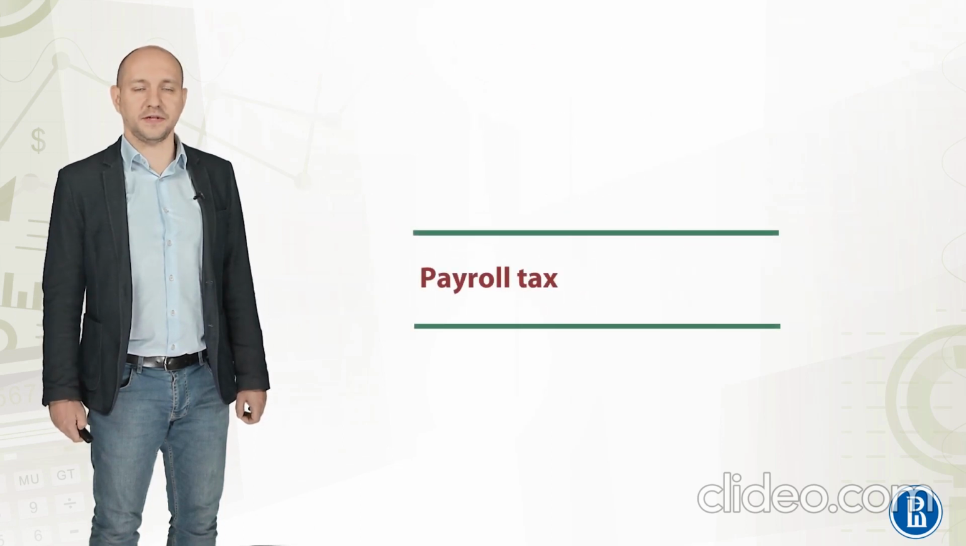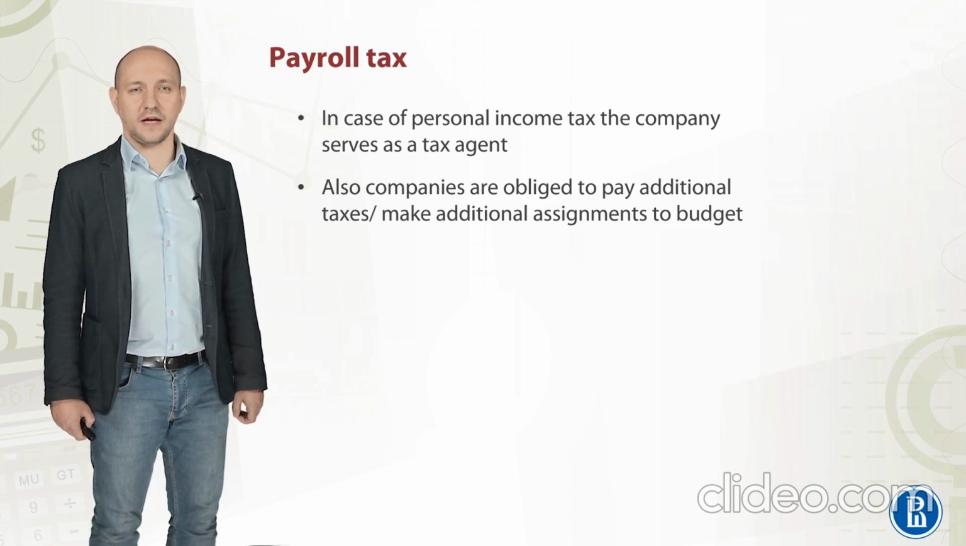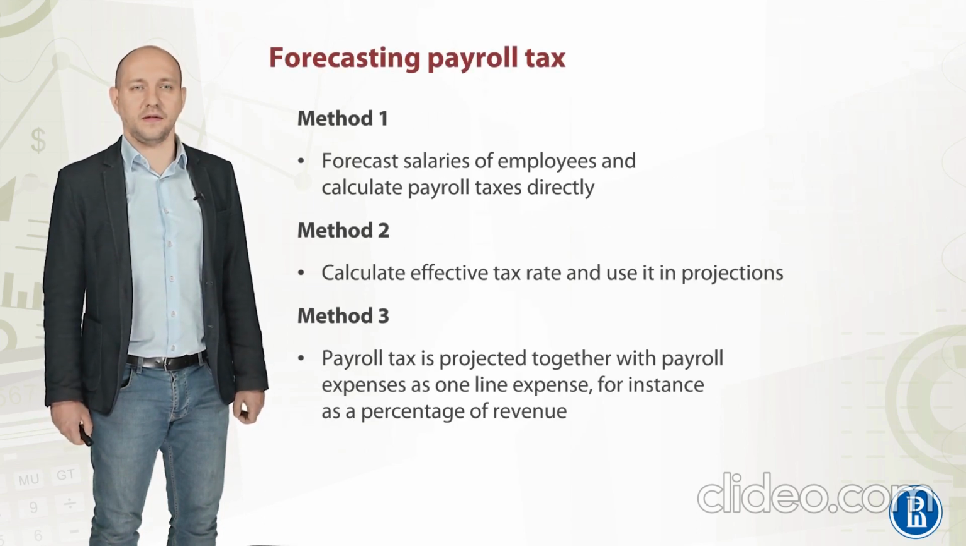And now let's understand a bit better how payroll tax works and how we can project it in financial models. So there are two different types of payroll tax. Let's say, in the case of personal income tax, the company serves as a tax agent, and also companies are obliged to pay additional taxes, make additional assignments to the budget when they have some personnel. And there are three methods that I could recommend when building a model.